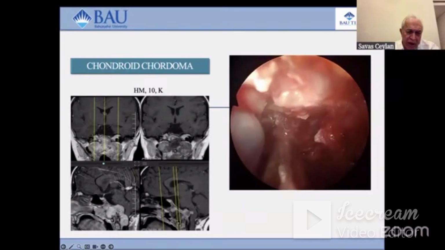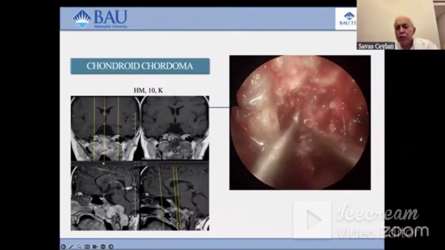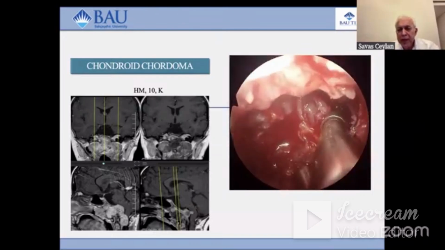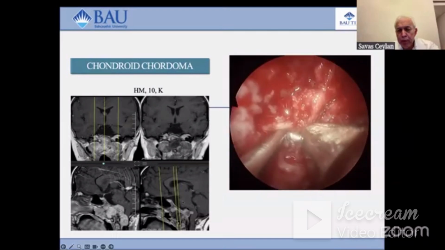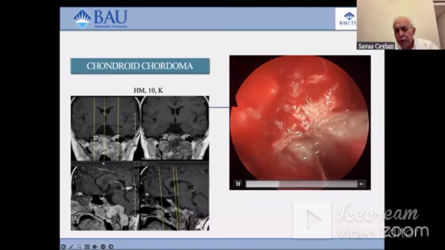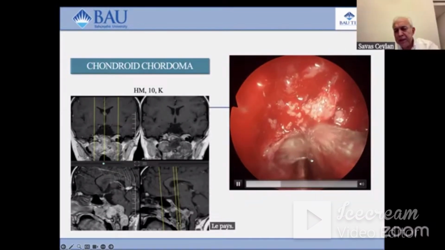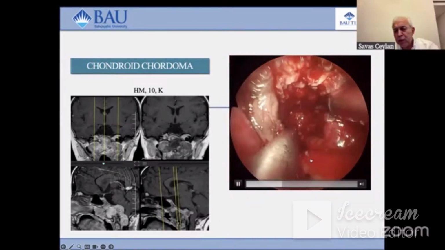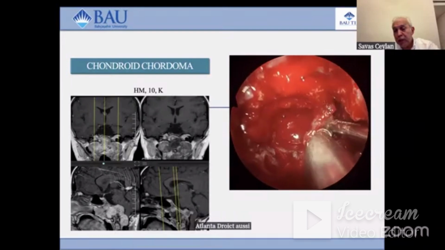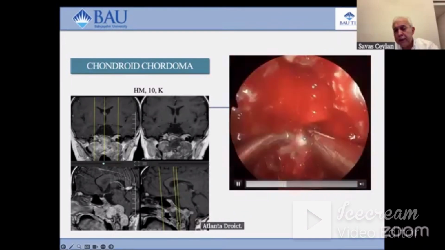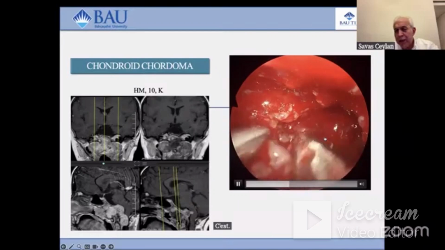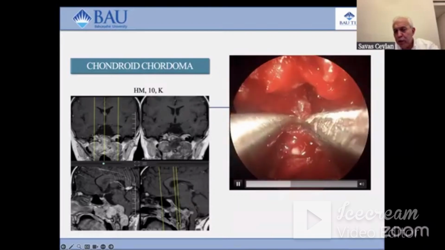Firstly, this tumor was resected with an ultrasonic aspirator and other instruments. In this case, we explored and reached the inferior part of the tumor. In this region, we explored the occipital condyle and atlanto-occipital joint. You see the atlanto-occipital joint and occipital condyle, and now the laterally extending tumor was removed.